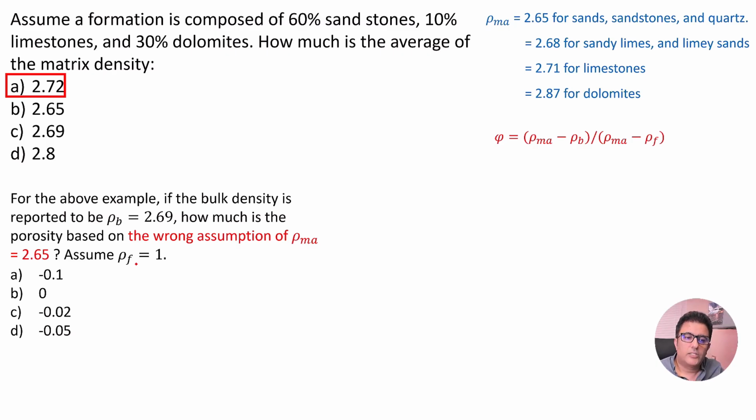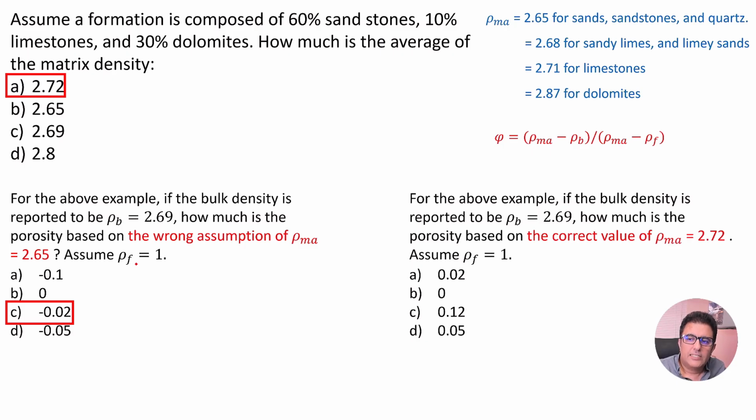Now, how much will be the porosity if you have a wrong assumption about lithology? As you see here, in that case, the porosity will be minus 0.02 or minus 2%. So this is an example that because we had a wrong assumption about the lithology, we ended up with a negative value for the porosity.